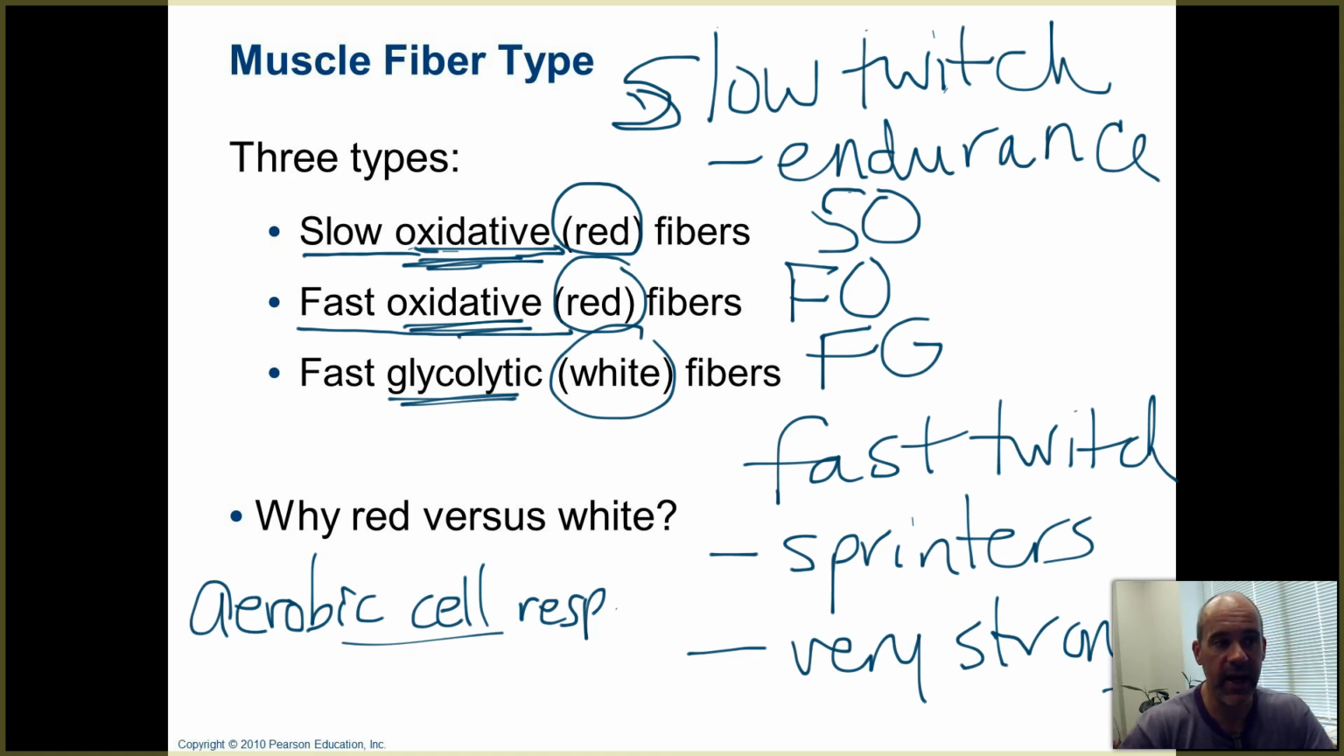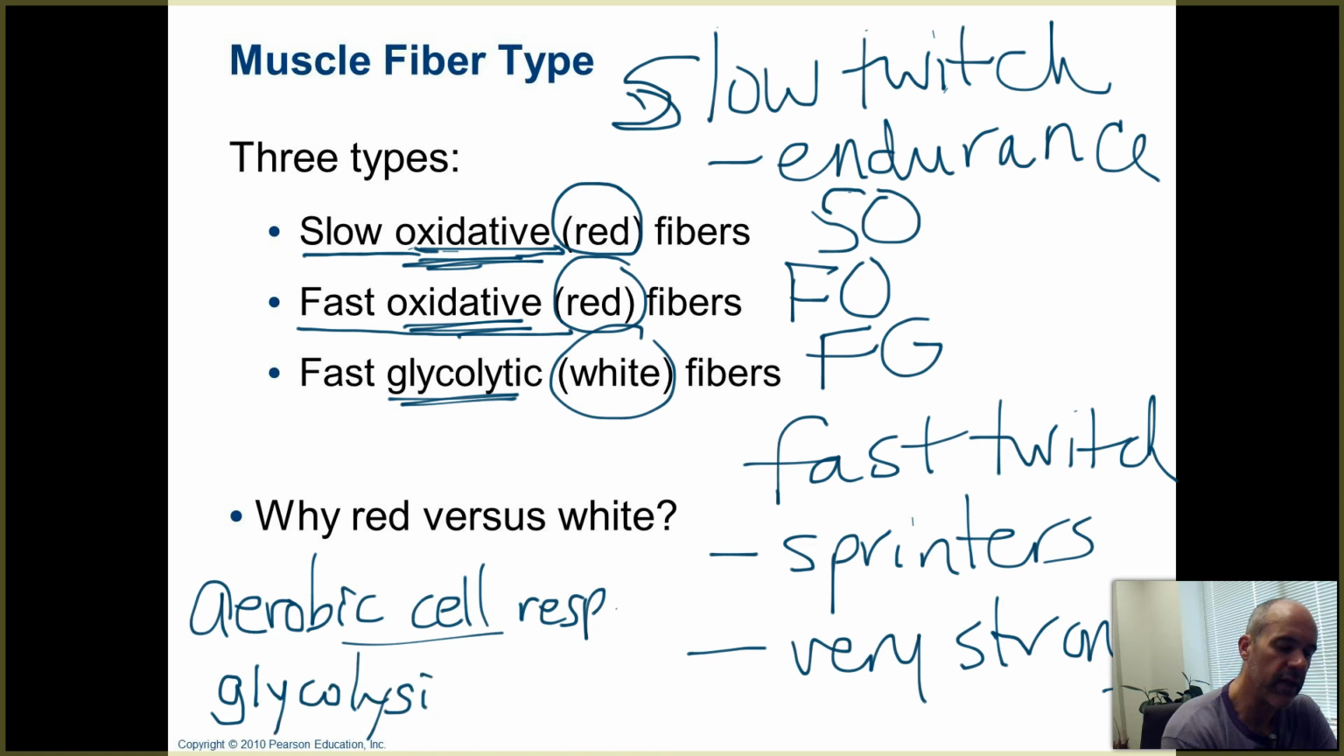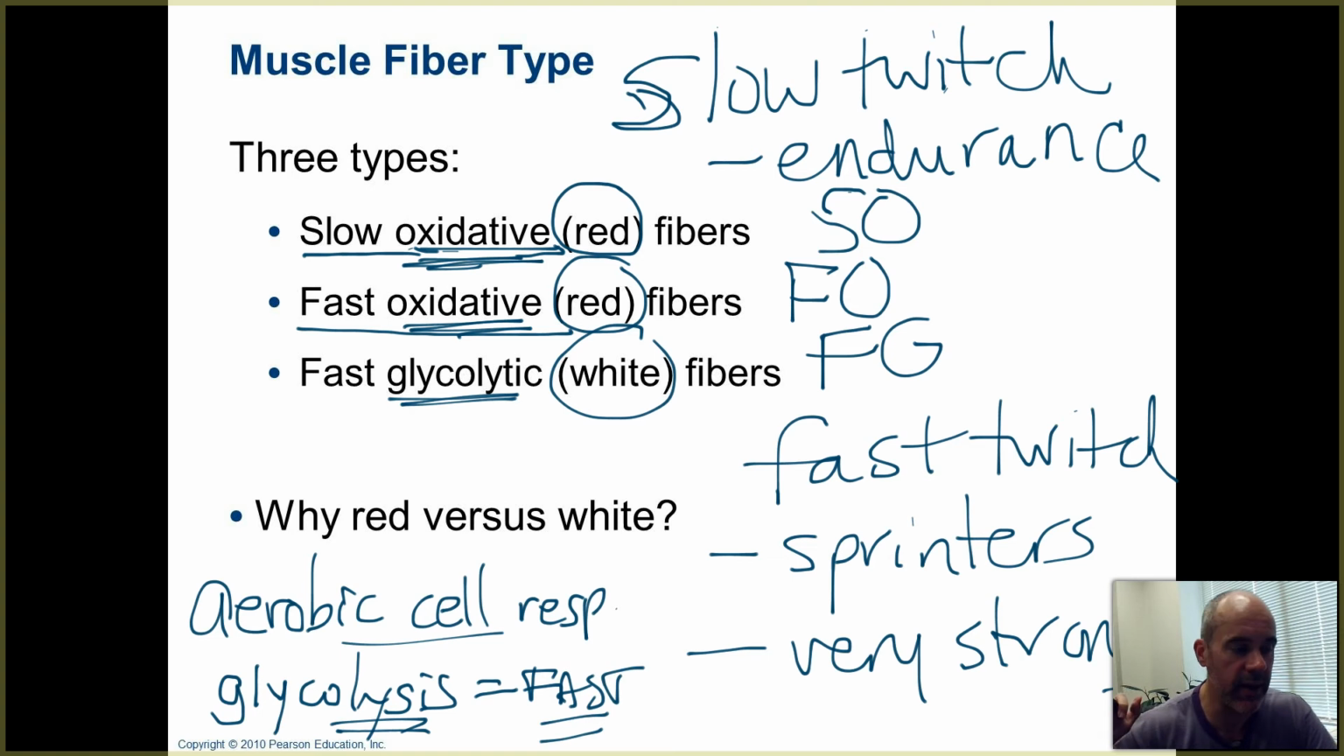Your fast glycolytic fibers, on the other hand, they're very good at using glycolysis to make their ATP. All right, and glycolysis is fast. If you remember when we went over the energy requirements for muscle contraction, glycolysis is that first phase of cellular respiration. It's fast, but you don't get very much ATP for every glucose molecule a muscle fiber is breaking down. So therefore, a muscle fiber is not going to get by on glycolysis for very long.